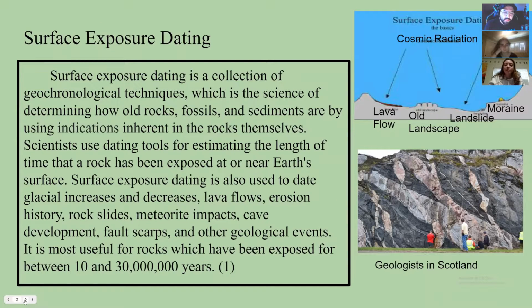Surface exposure dating is a collection of geochronological techniques, the science of determining how old a rock, fossil, or sediment is by using the indications inherent in the rocks themselves. Scientists use dating tools for estimating the length of time that a rock has been exposed at or near the Earth's surface. Surface exposure dating is also used to date glacial increases and decreases, lava flows, erosion history, rock slides, meteorite impacts, cave development, fault scarps, and other geological events. It is most useful for rocks which have been exposed for between 10 and 30 million years.